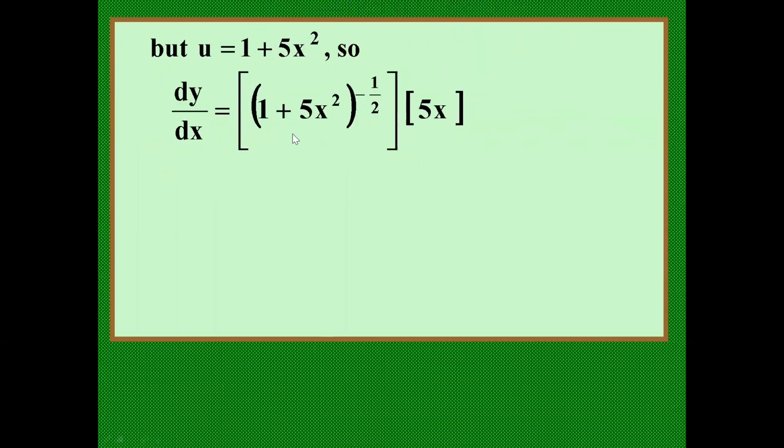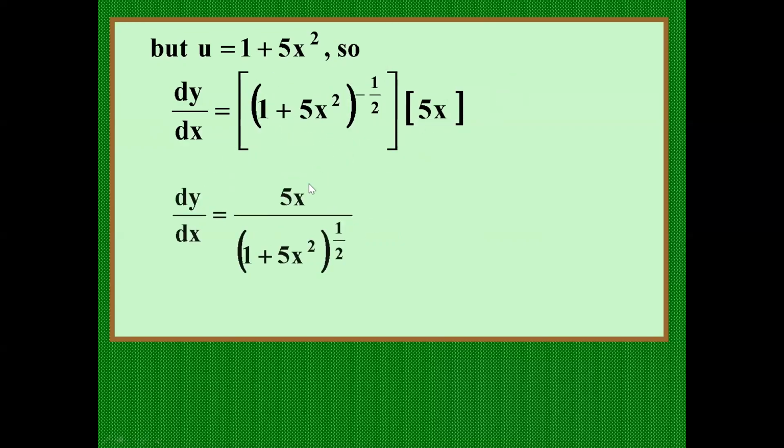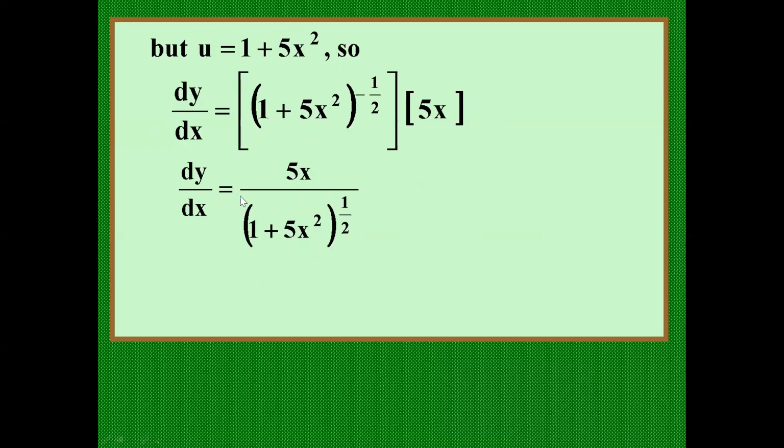Now, once that is done, you remember the u is 1 plus 5x squared. So you will put it back into the equation. Because of this negative, you need to make sure you bring the whole set, 1 plus 5x squared, down to the bottom. So you will get 5x over the function itself. Okay, and this 1 over 2, transform it back into square root. So you will get 1 mark for that.